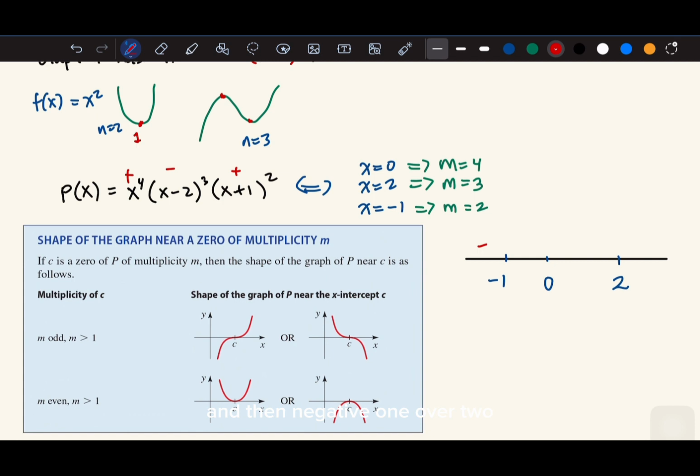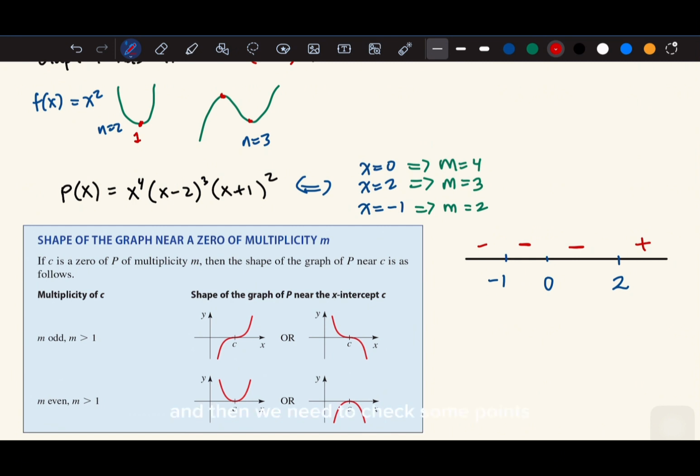And then -1/2: positive, negative, so negative, positive, so negative again. It's another negative. So it's interesting. It's negative and then negative again. And then between 0 and 2, let's say 1, we get negative, positive, negative. Again, it's negative. But when we have more than 2, we have all positive. Okay.